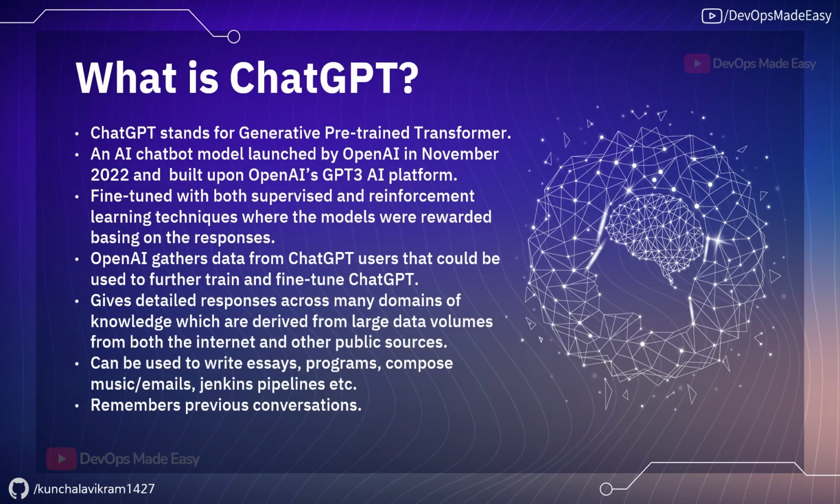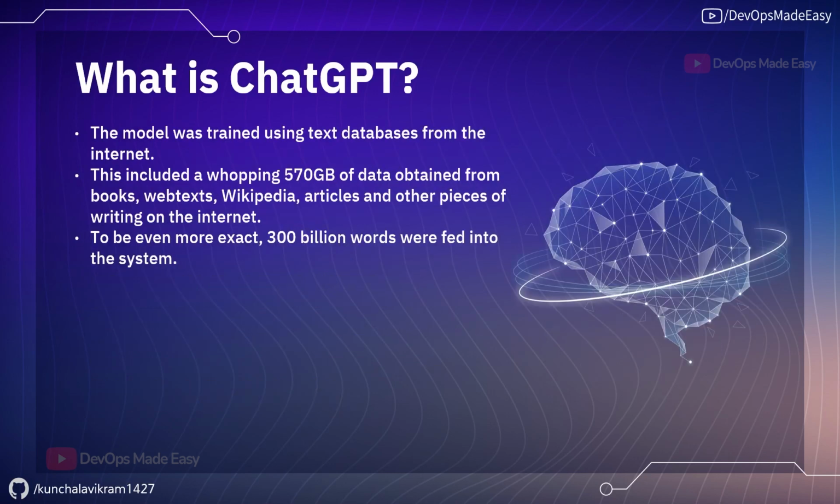It responds across many domains, and these responses are derived from very large data volumes from both the internet and other public resources. So basically it checks everywhere and gives accurate answers. We can use it to write essays, programs, compose music and emails, write Jenkins pipelines. So basically you can do anything with this AI chatbot. And one important thing is it also remembers our previous conversations.